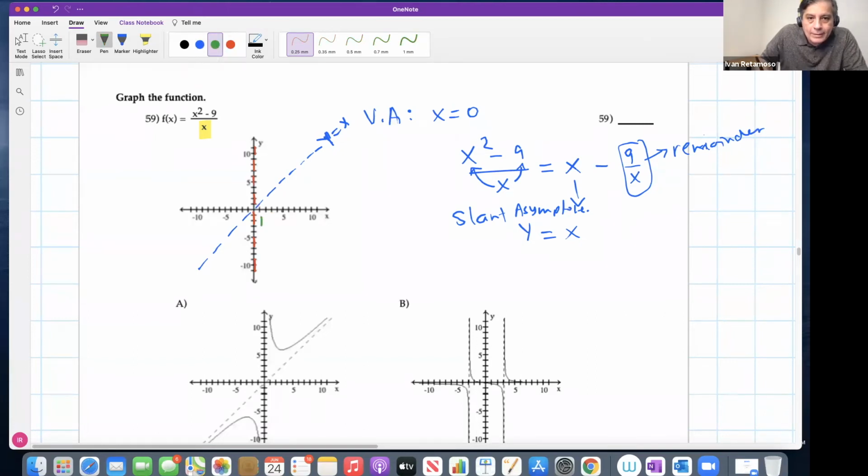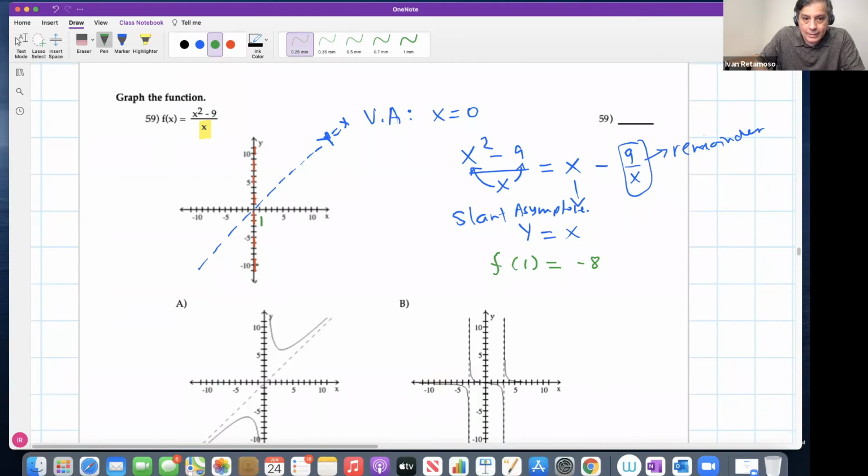For example, the test point 1, f of 1, computed in your calculator. Look, f of 1 will be 1 minus 9 over 1. 1 minus 9, minus 8, right? Minus 8. You follow, guys? Yeah, so again, I'm using 1 as a test point. I plug it in here, 1 squared is 1, 1 minus 9 is minus 8, divided by 1, negative 8. It's a negative number. So it's showing me that I have to go all the way down here to negative 8, right?